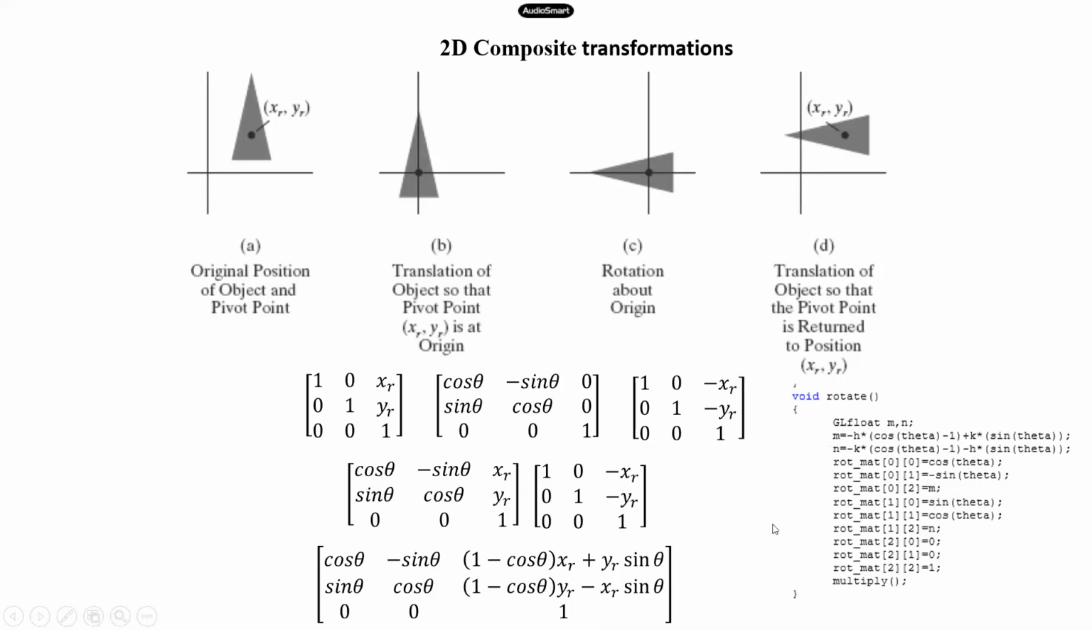Just for convenience, we have included that in the PPT here. Whatever this big term we have, (1 minus cos theta) times xr plus yr sin theta, the same thing is here, where xr and yr have the convention h and k. The same value is stored in m. Similarly, (1 minus cos theta) times yr minus xr sin theta is stored in n, and the other values, cos theta, minus sin theta, cos theta, are all stored in different elements of the rotation matrix.